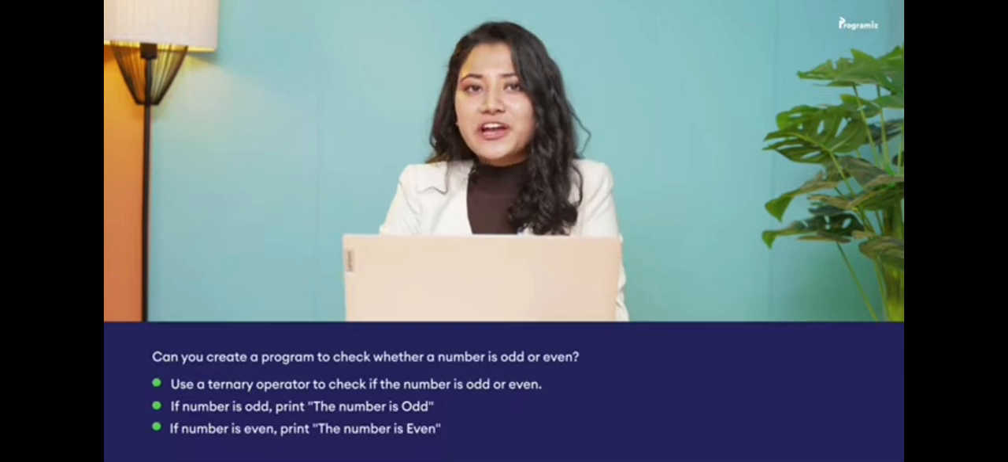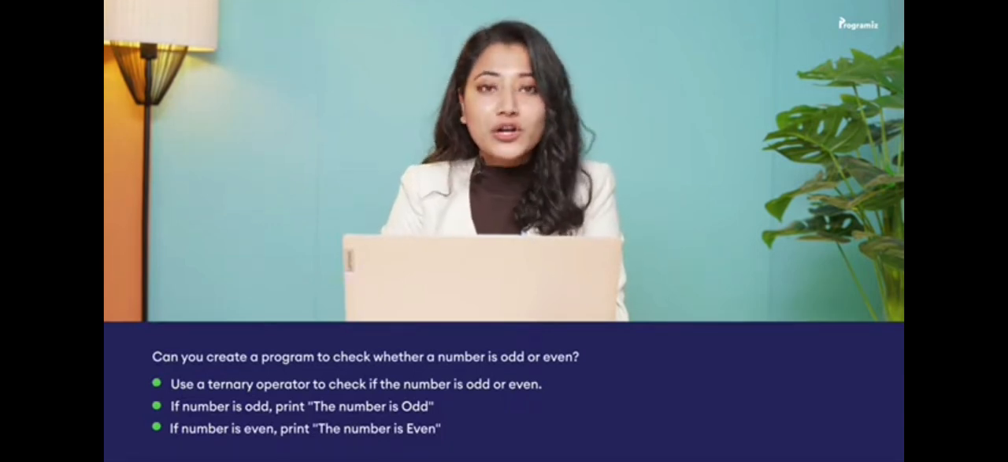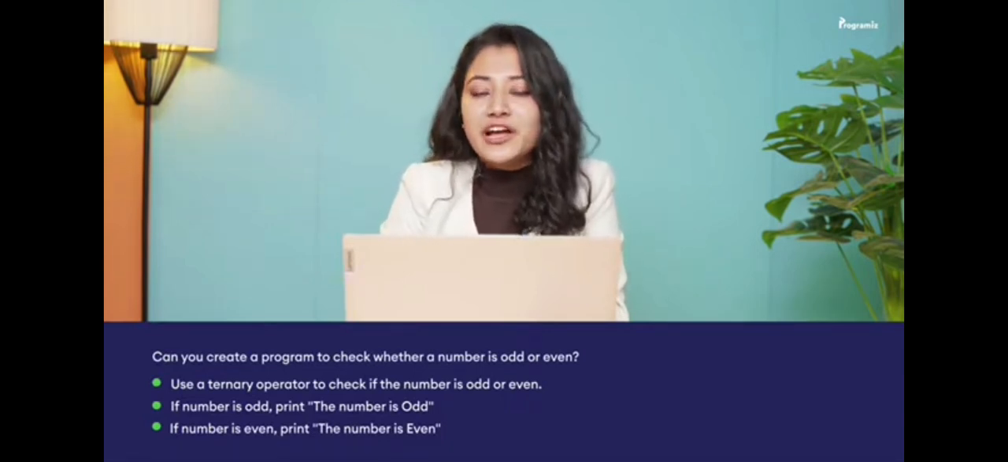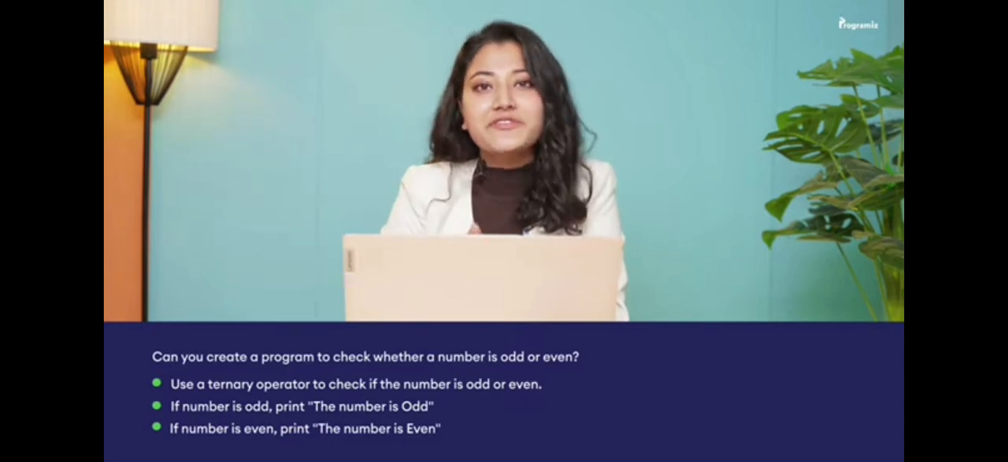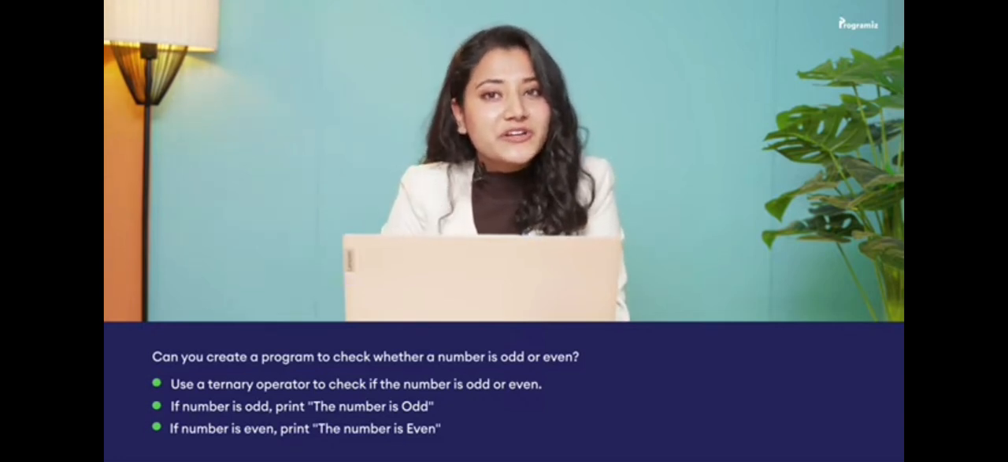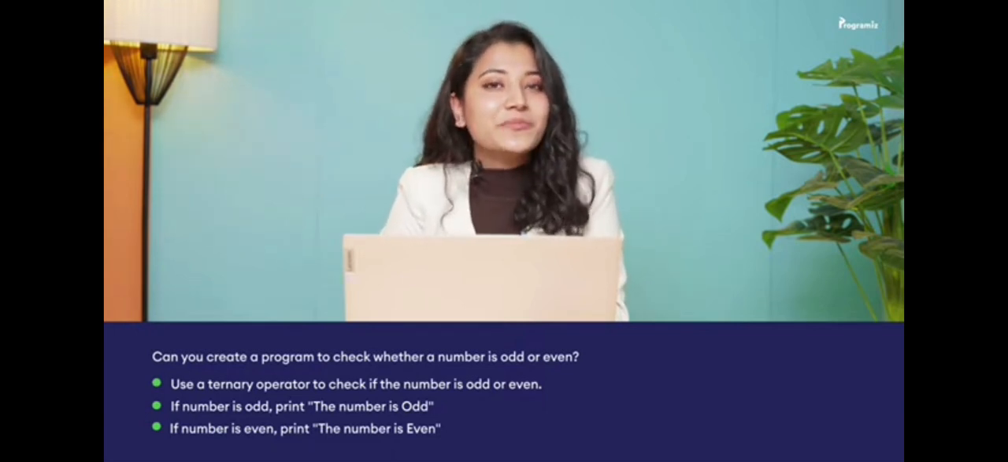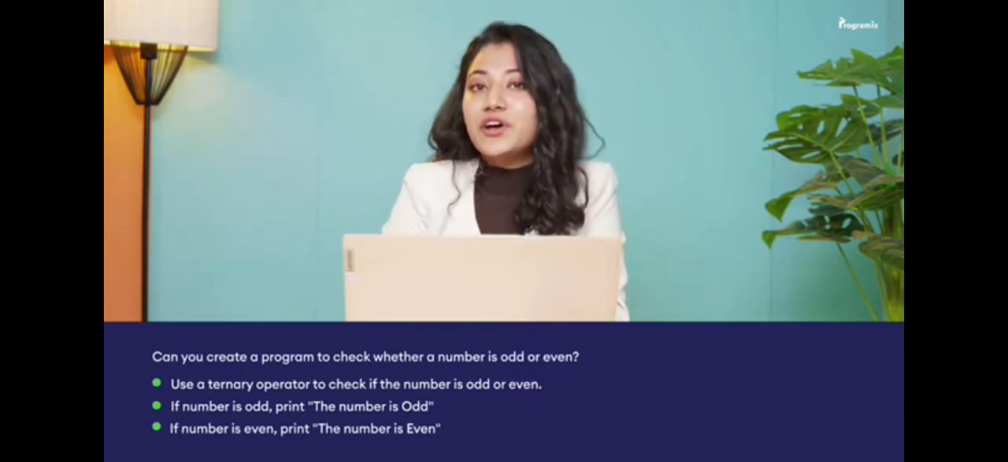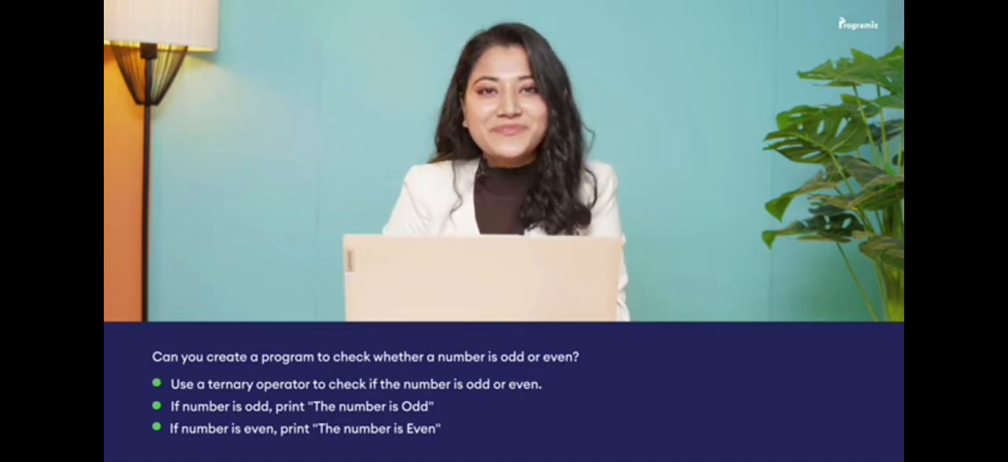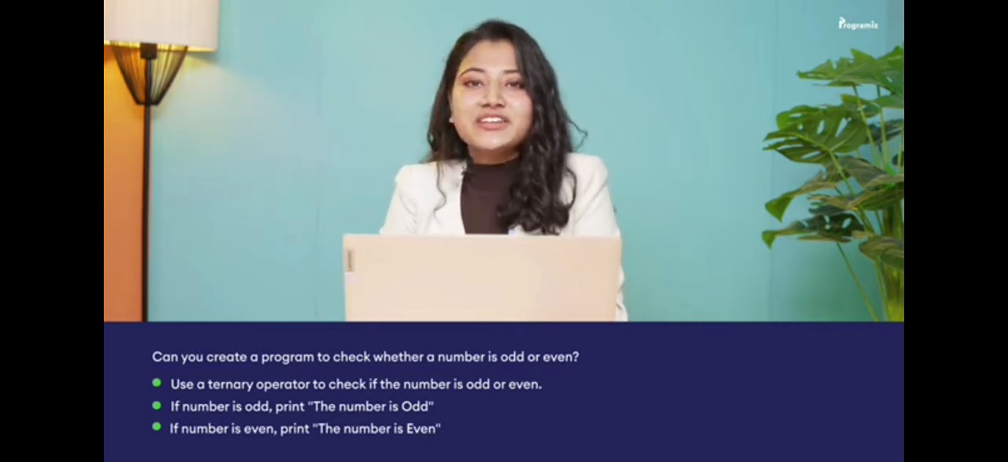Now to revise what we have learned, here is one programming task for you to solve. Can you create a program to check whether a number is odd or even? To create this program, create a variable named number and assign a value to it. Then using a ternary operator, check if the number variable is odd or even. If the number is odd, print the number is odd, and if the number is even, print the number is even. You will find the answer to this question in our GitHub repository. Also, if you want to revise the concept, you can find all these programs there. The link is in the video description.